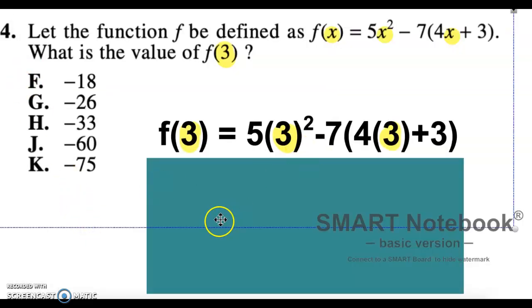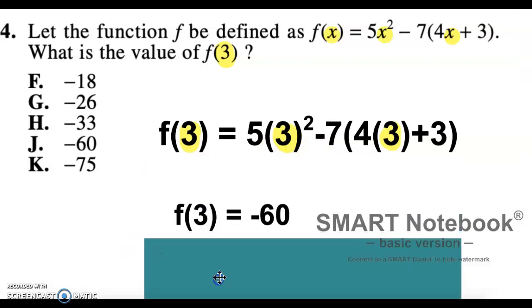So you're going to type that in, and when you do, you get that f of 3 is equal to negative 60. So the answer here is J, negative 60. That is our output when we input an x value of 3 into this function.